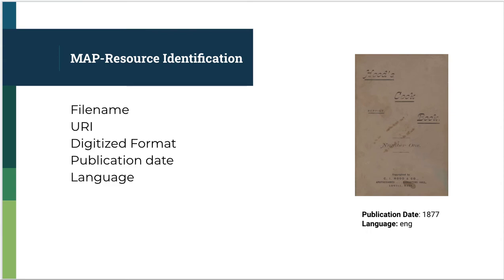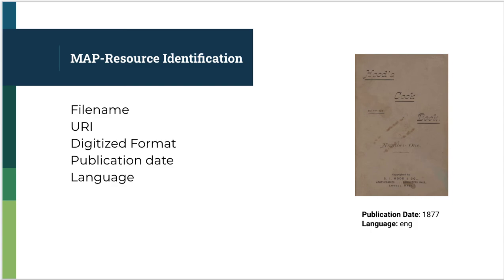My third group is resource identification, and it consists of file name, URI, digitized format, publication date, and language. File name is the unique identifier that MSU Libraries has assigned to the record. URI is the public URL that users can use to get to the records. These are not DOIs or ARKs, although in the future I would really like to have DOIs and ARKs for this collection. Digitized format is the format that the item has been digitized into.